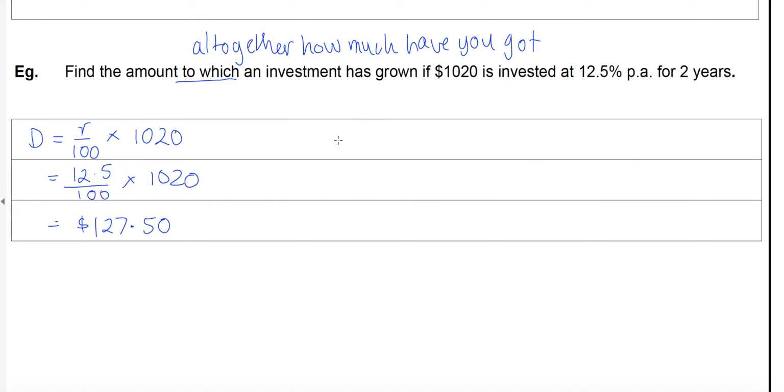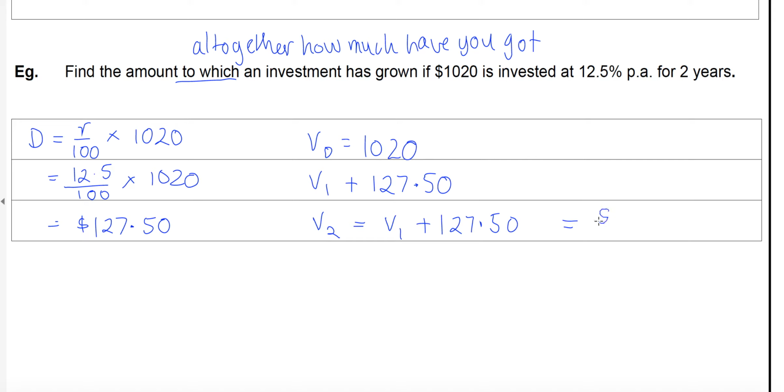And now in my calculator, since I haven't been told to use recursion or to create a recurrence relation or anything like that, I'm basically starting off with 1,020. I'm adding on 127.50. That will give me the next one. And then I'm adding on, because I want after 2 years, that answer plus the 127.50 again, V1 plus 127.50. So if you do that, we get V2 equals, and again, I can just do that straight into my calculator, 1275 if I want to.